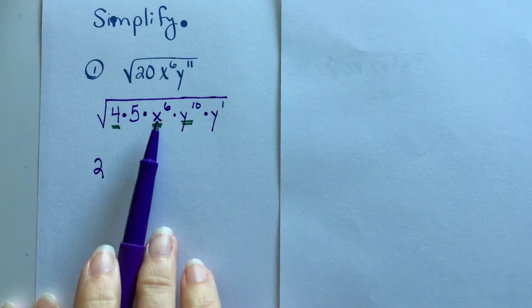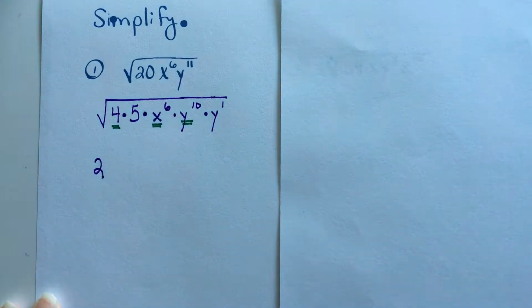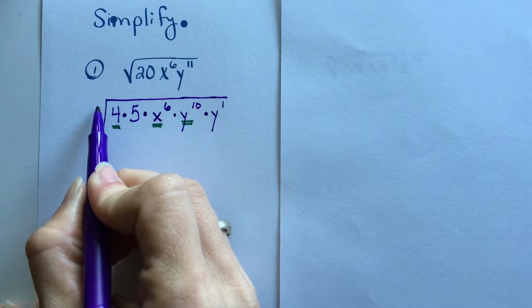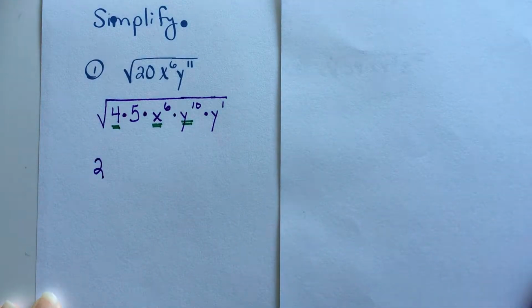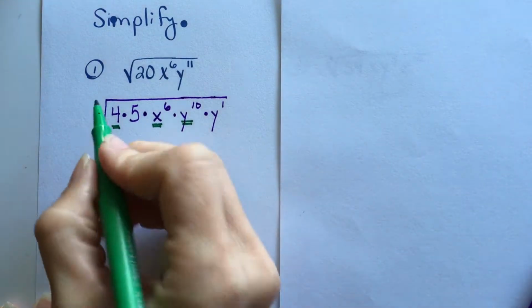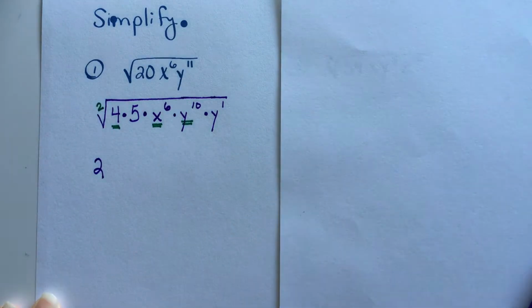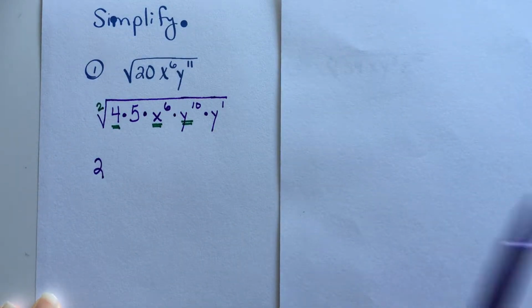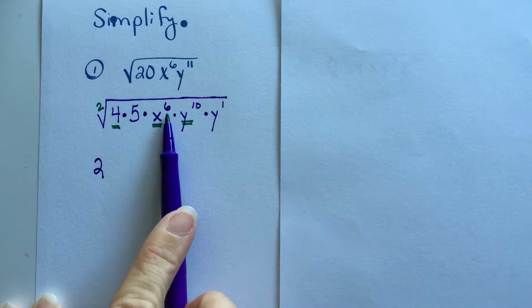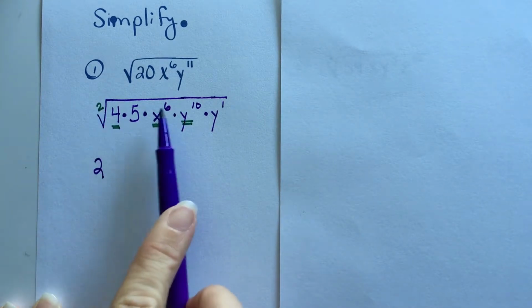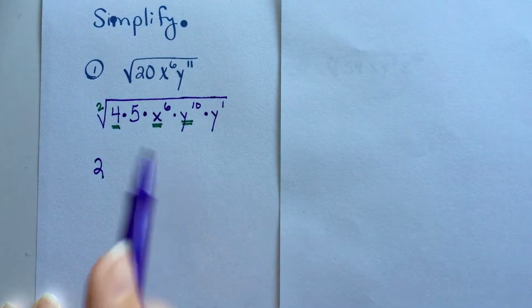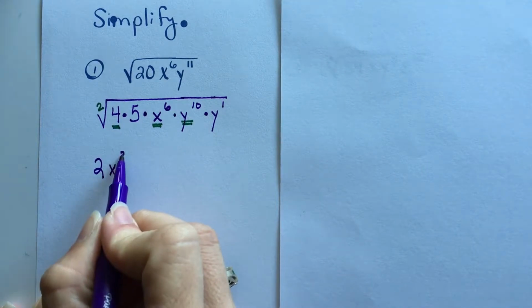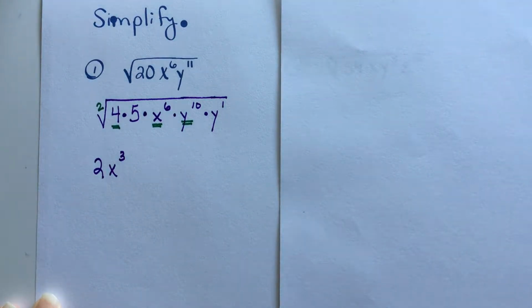Now, square root of x to the 6th. The quickest way to figure that out that's easy to do in your head, since this is a square root, that means that I have an understood 2 right here. So I want you to do 2 into 6. And 2 will go into 6 3 times. So that means I'm going to have x to the 3rd out front.